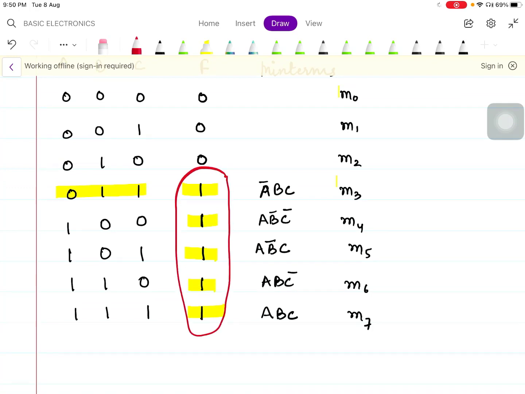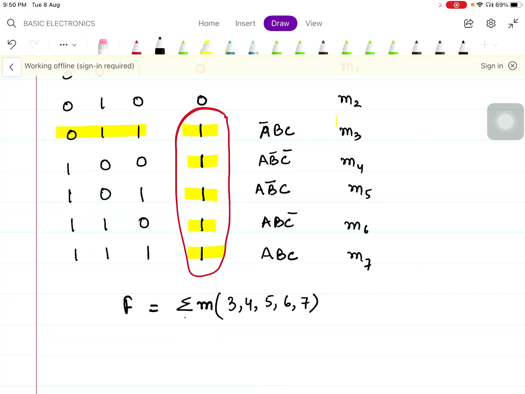But for the output, we had ones only for these combinations. So, for the above expression, we have the minterms only on number 3, 4, 5, 6, and 7. So small m for minterms, and I have directly written the numbers for which the minterms were falling. And preceding this m, there is a summation sign. So summation indicates sum of product, or you can say simply sum.